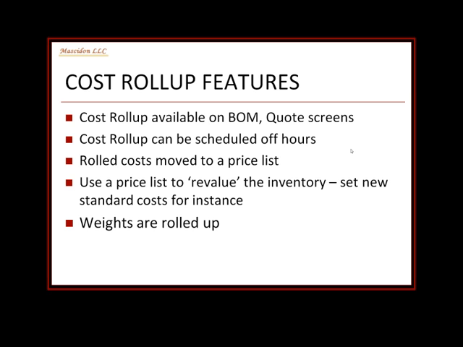We can also move rolled up costs with the 7 buckets over to a single price in a price list, and then this in turn can be used to revalue the inventory and set new standard costs, as if for instance. During the cost roll-up, weights are also rolled up so that we can view and determine whether or not the weights seem reasonable for the finished good.